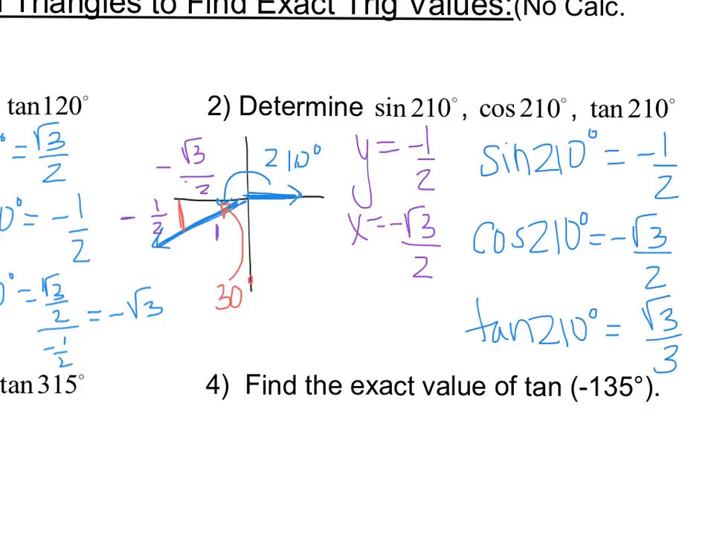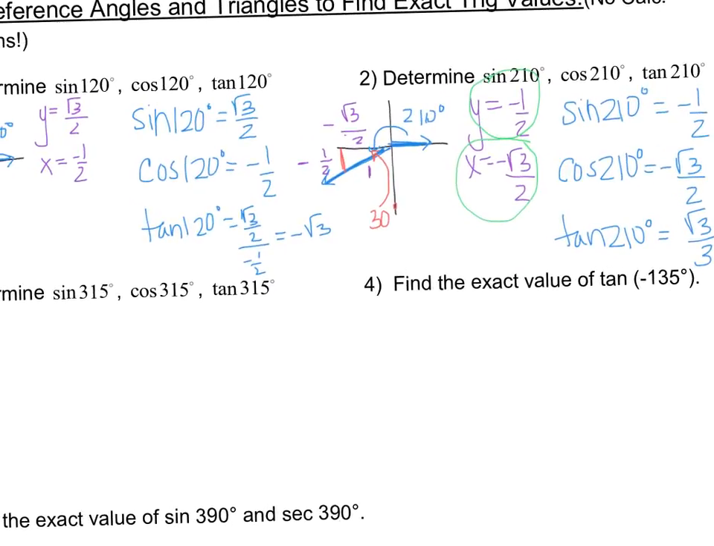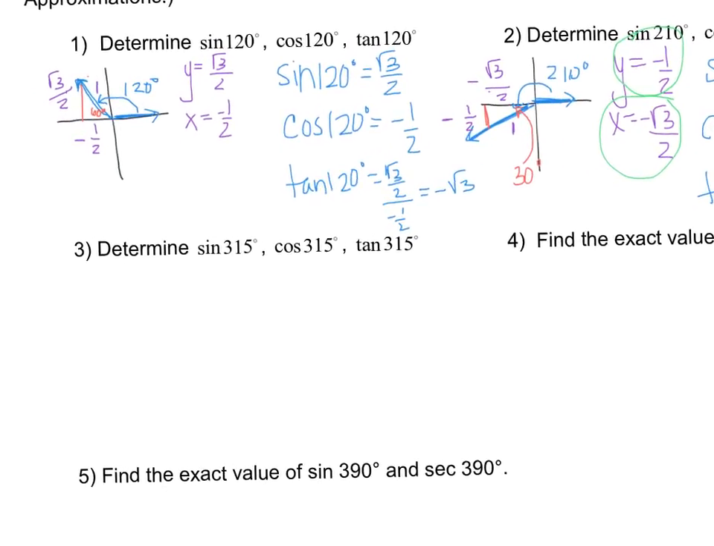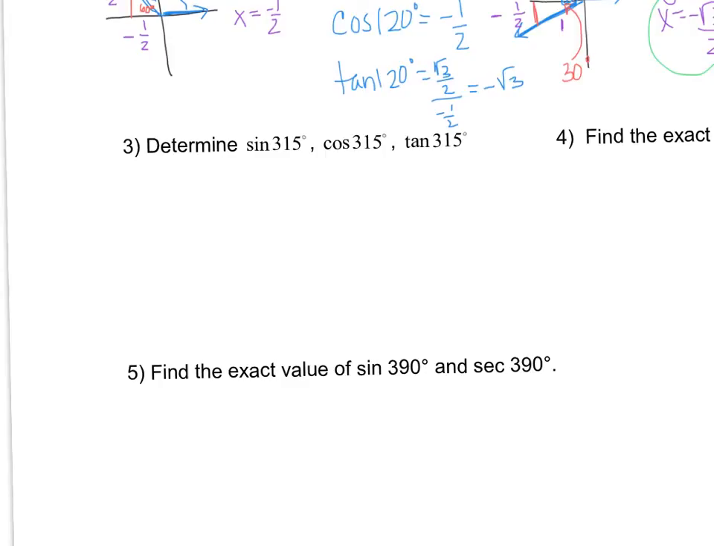If you're not sure how I got that, then check your notes from yesterday on how we rationalized when we did 1/2 yesterday, divided by root 3 over 2, and how we rationalized that. All right, I want you guys to go ahead and try on your own. Example number 3. We are going to do 4 and 5 tomorrow, so if you could just work on 3 right now, please.